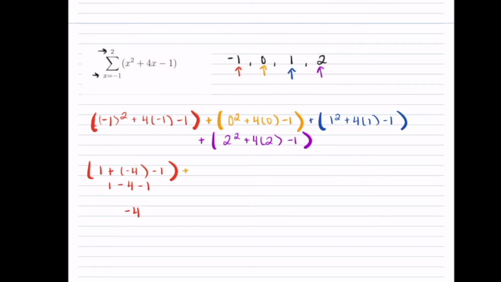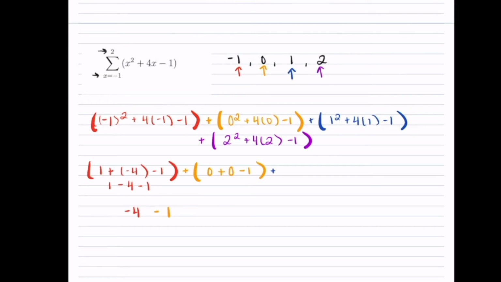Second one. 0 squared is 0. 4 times 0 is 0, minus 1. So we got 0 plus 0 minus 1 is negative 1. There's our second term.